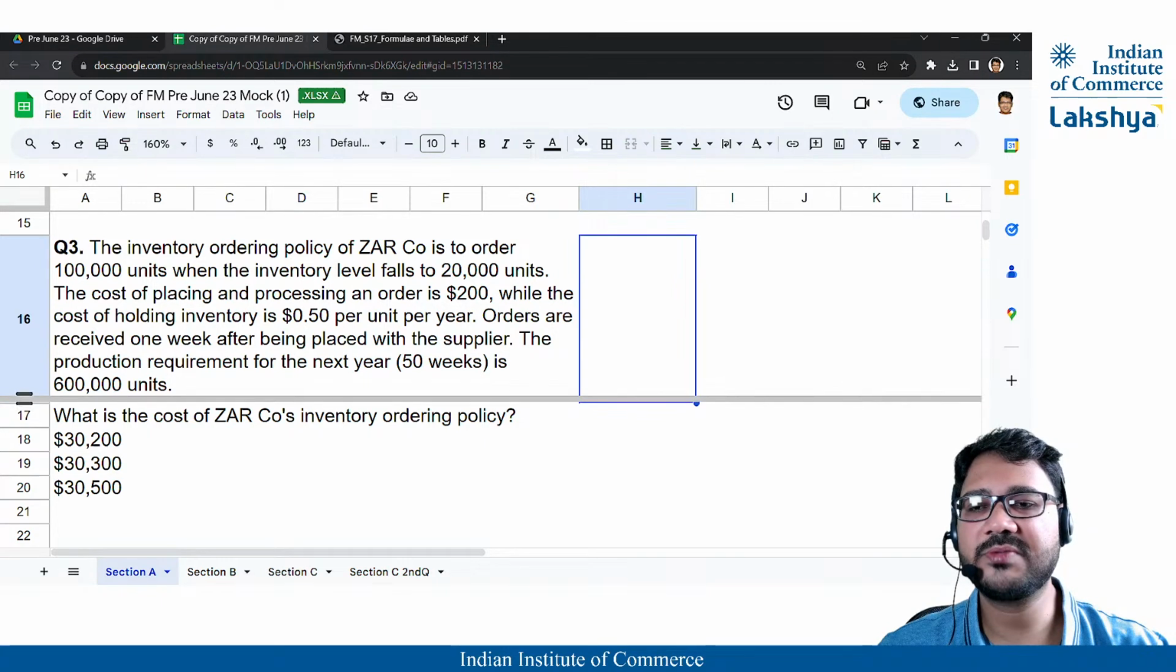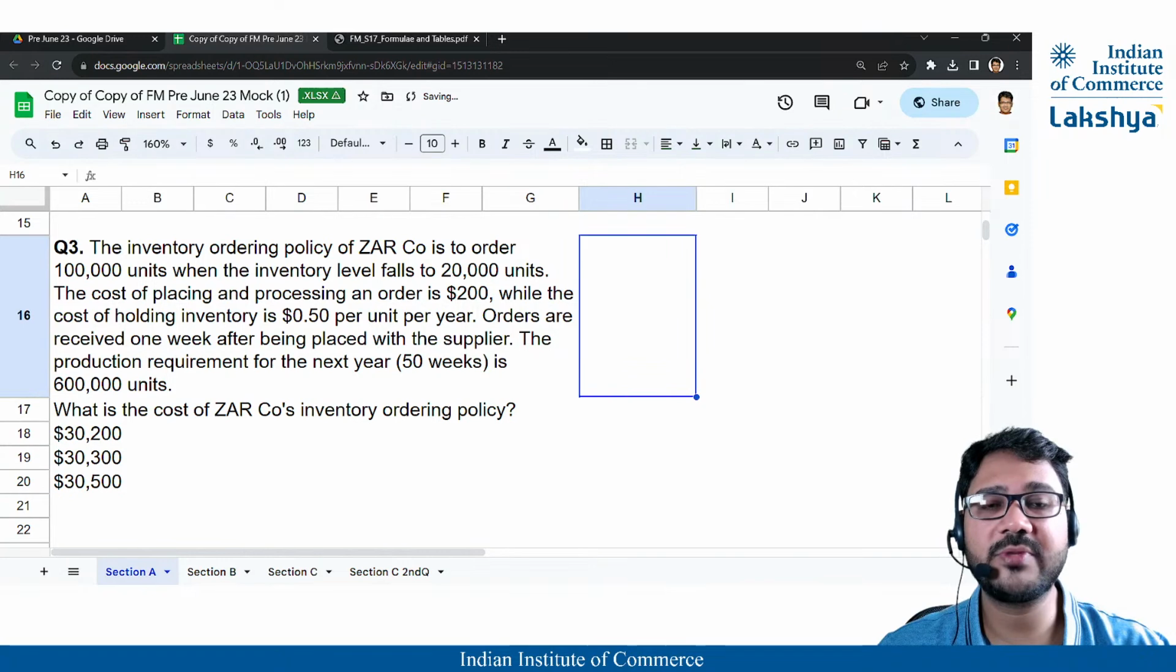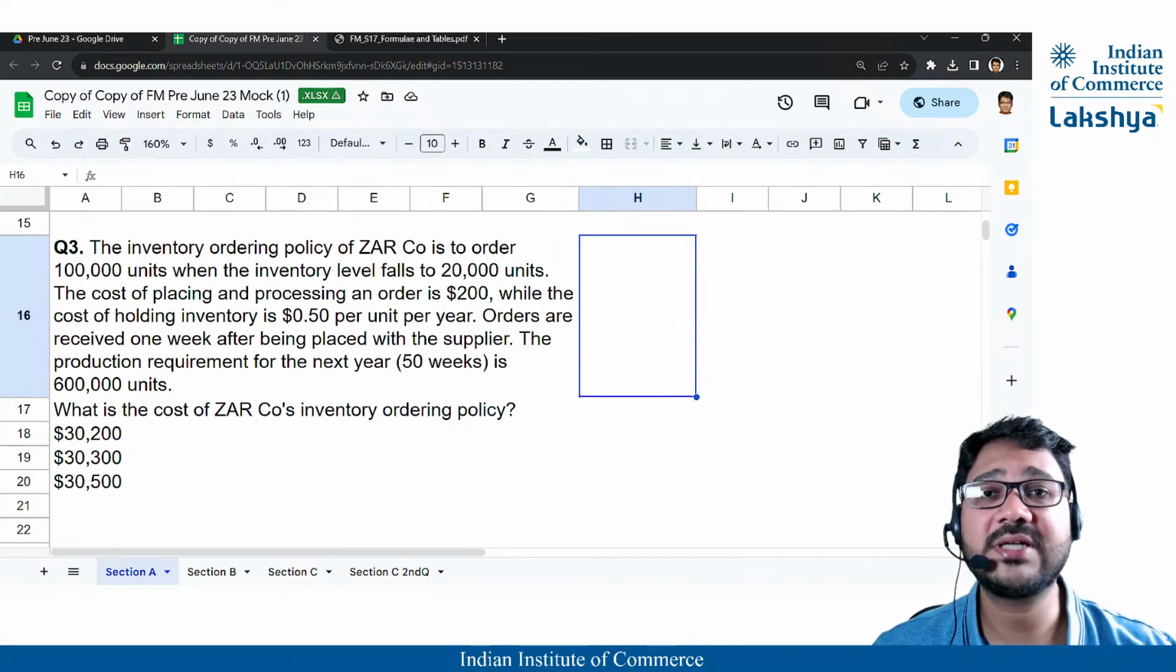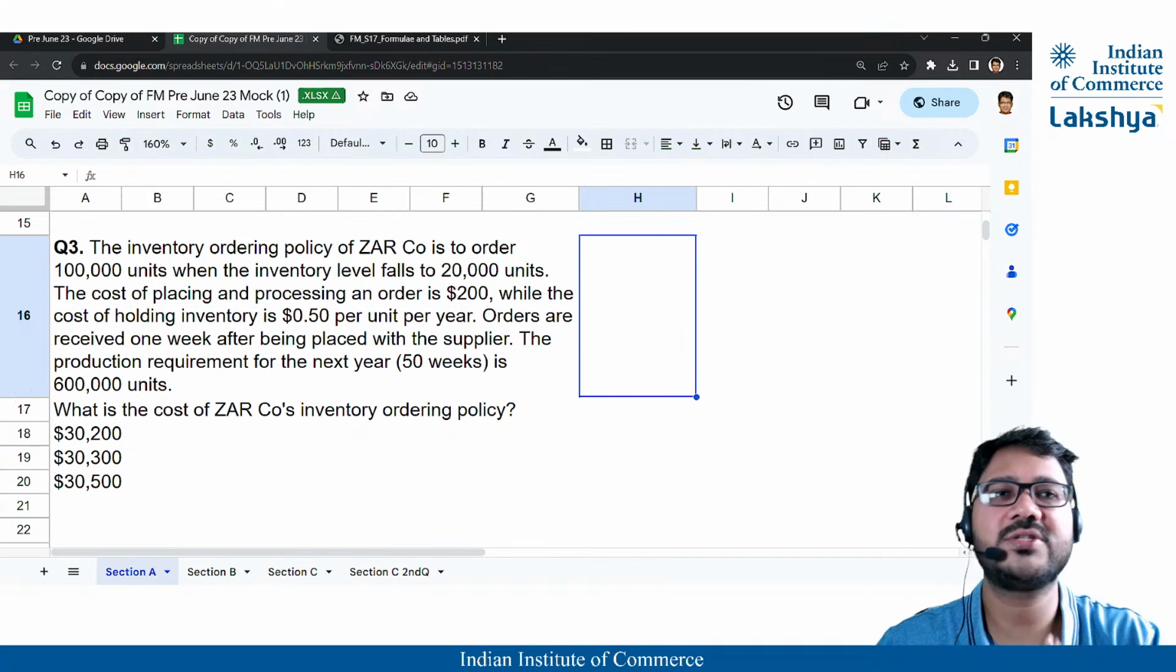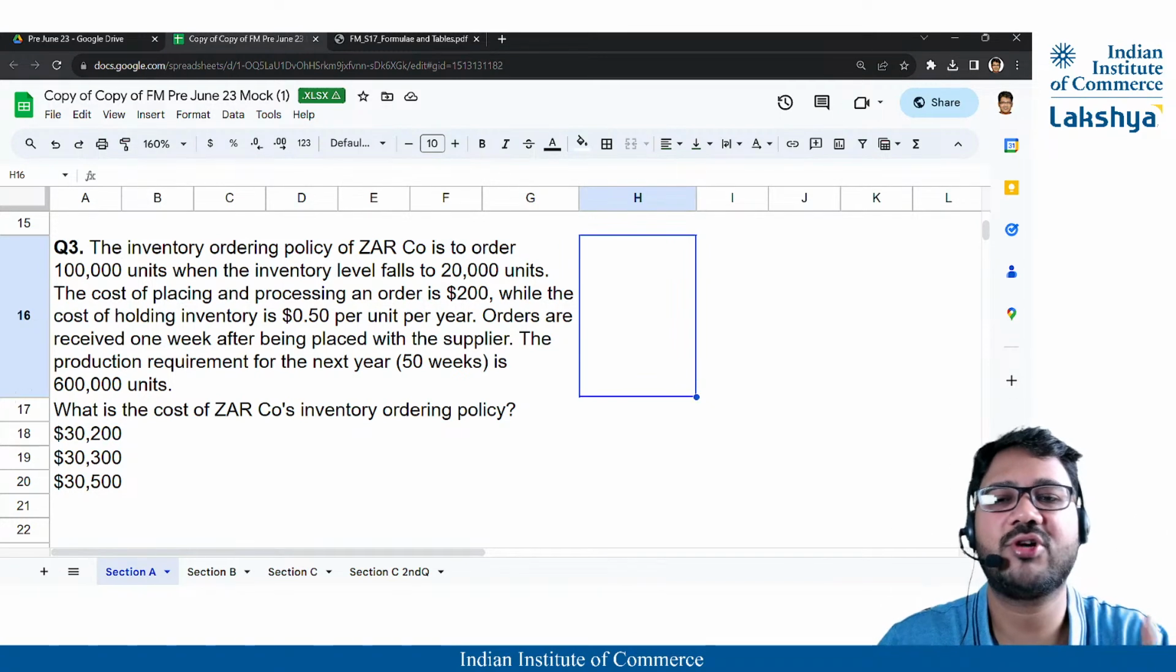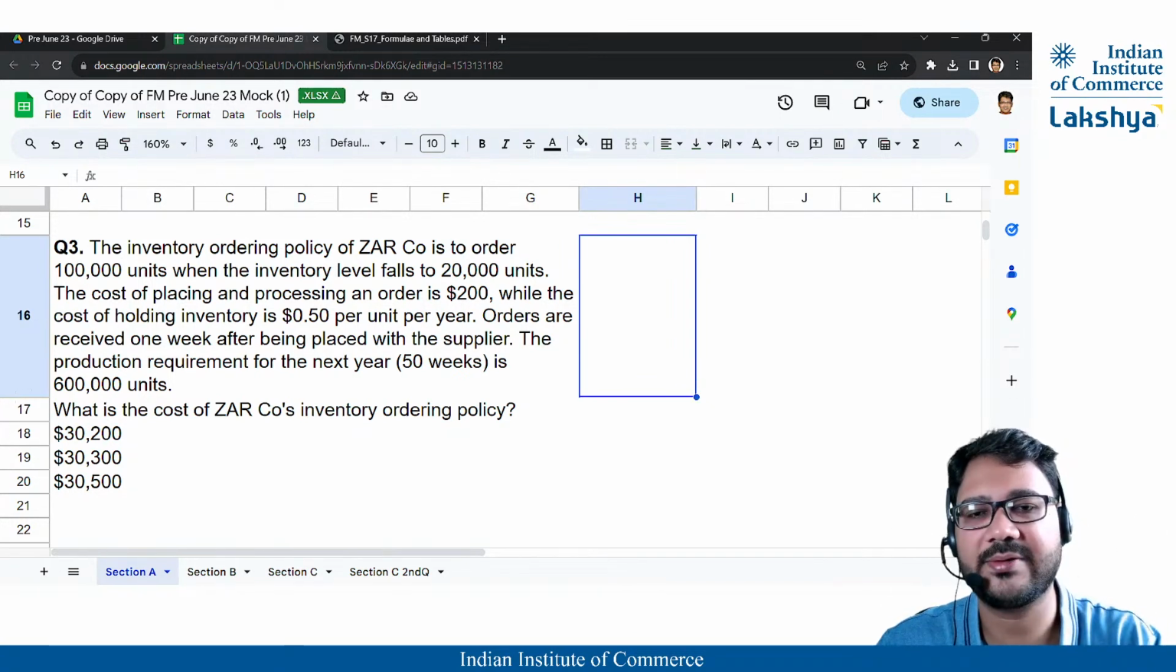Now, a common mistake that a lot of students make the moment they read the word ordering is to think that they have to calculate ordering costs alone, and they will just do cost of ordering 200 into 600,000 divided by 100,000, and they'll find an answer. However, they have not asked us the ordering cost, they have asked us the inventory ordering policy cost. So the entire policy is cost. So we have to find the total cost, that is ordering plus holding.